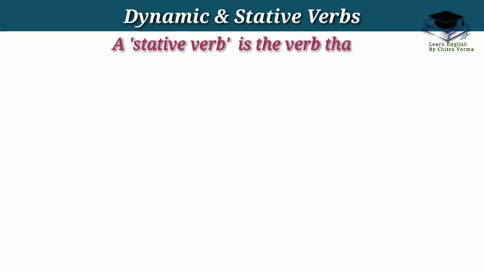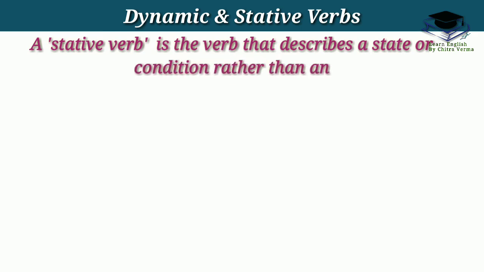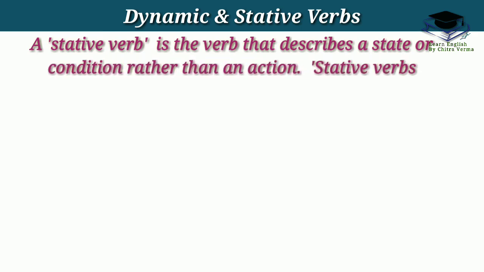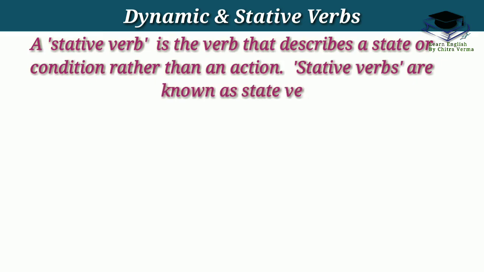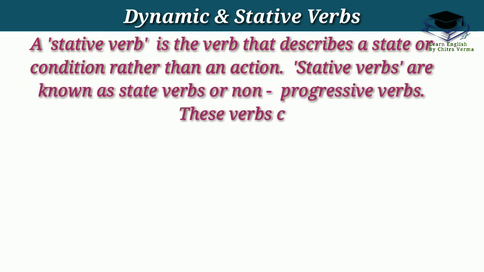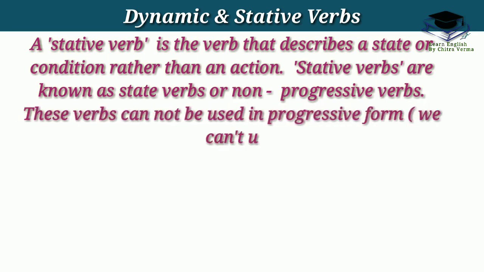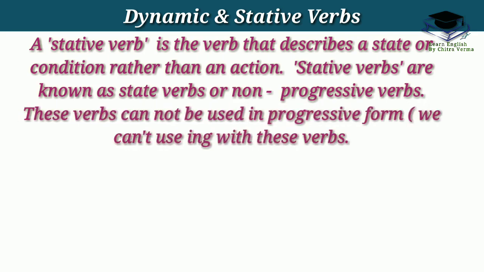Now let us focus on stative verbs. A stative verb is the verb that describes a state or condition rather than an action. Stative verbs are known as state verbs or non-progressive verbs. These verbs cannot be used in progressive form. Means we can't use ing with these verbs.